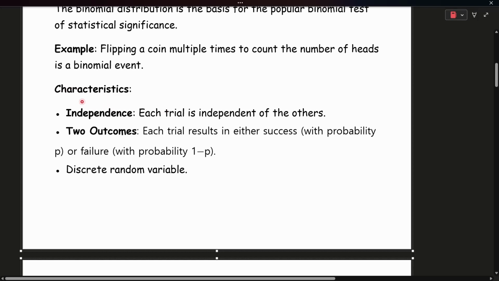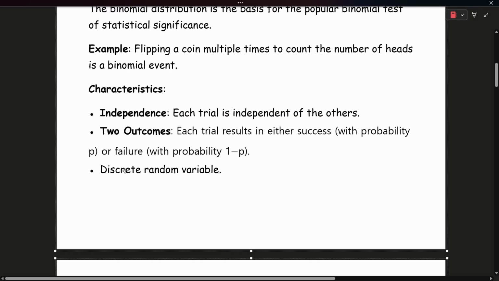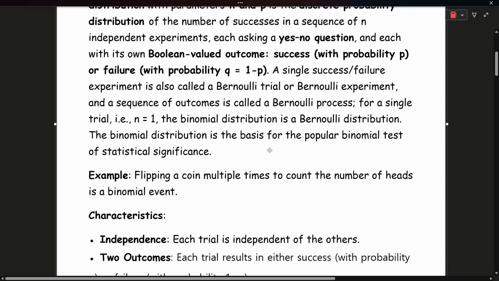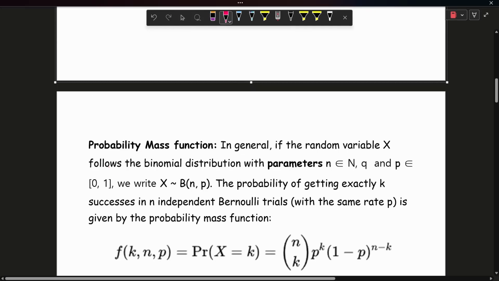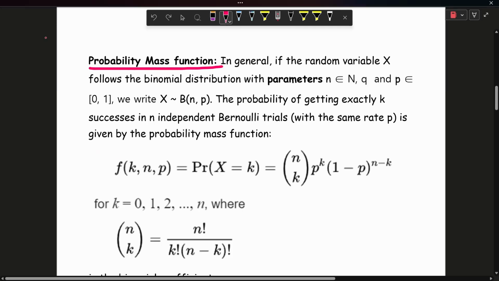What are the characteristics of this distribution? Each trial should be independent and there will be only two outcomes, success and failure. Also, this will have a discrete random variable. Since this distribution has a discrete random variable, we have to use the probability mass function. The binomial distribution is derived from the probability mass function. We have parameters like n belongs to natural numbers, and q and p are in between 0 and 1.